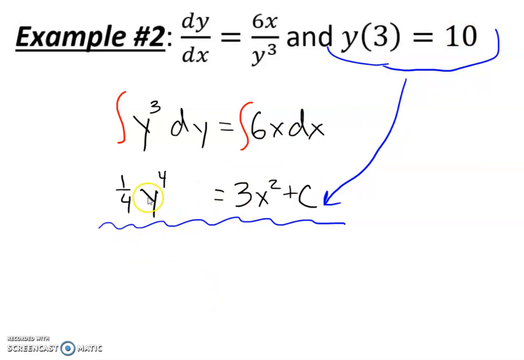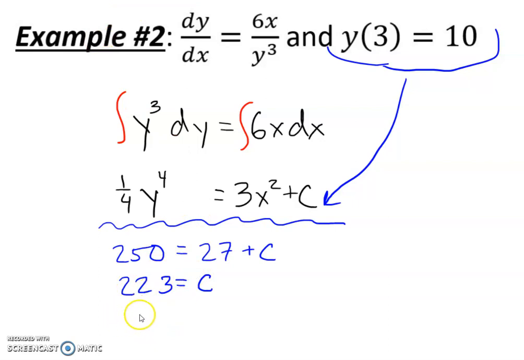Let's see. 10 to the fourth is 1,000, and then 1,000 divided by 4 is 250. And then 3 times 3 squared is 27 plus c. So we get that c is equal to 223 when you solve for that. This one's actually nicer than most because it's a whole number, and we are definitely lucky for that. So this gives us 1/4 y to the fourth is equal to 3x squared plus 223.